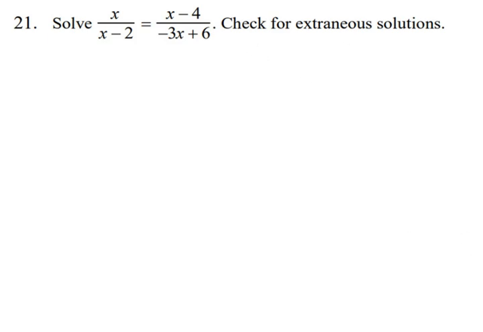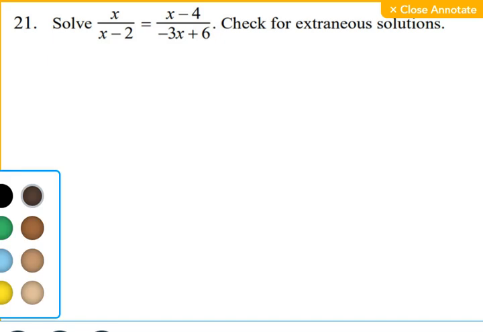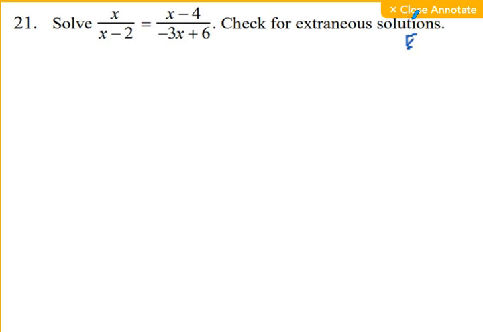So where it says extraneous, just write the two letters EV, so that you remember that at the end we need to check for excluded values. That's what extraneous means. We're going to check first excluded values, and then we'll go with the extraneous solution. All right, first things first. We need to solve this.